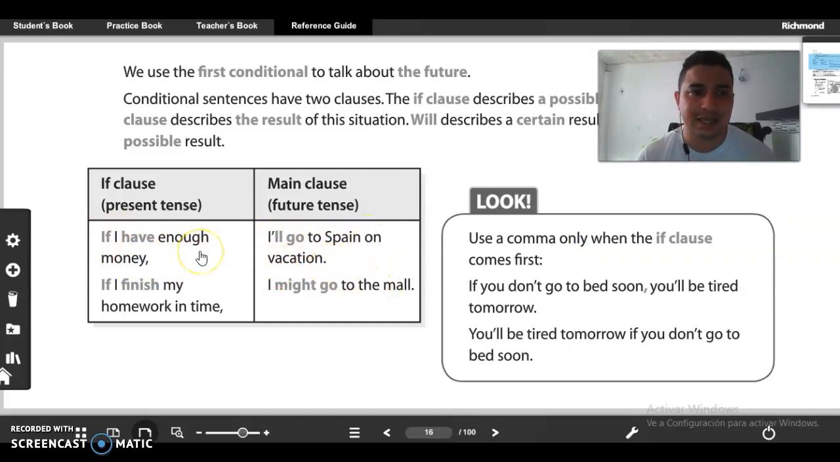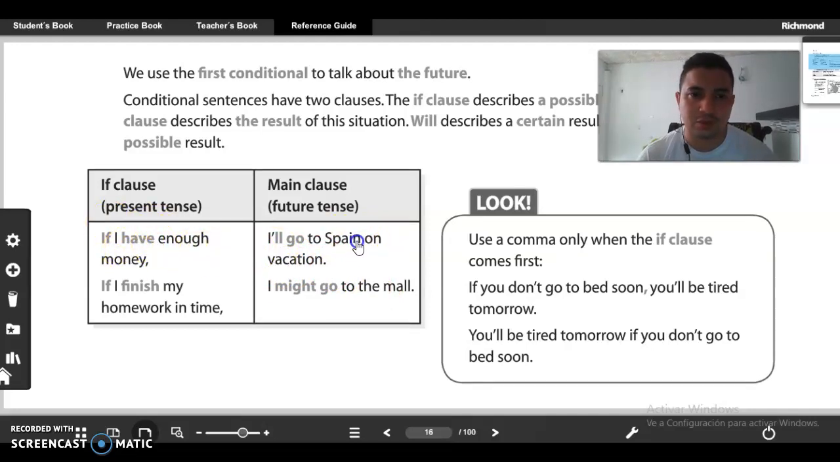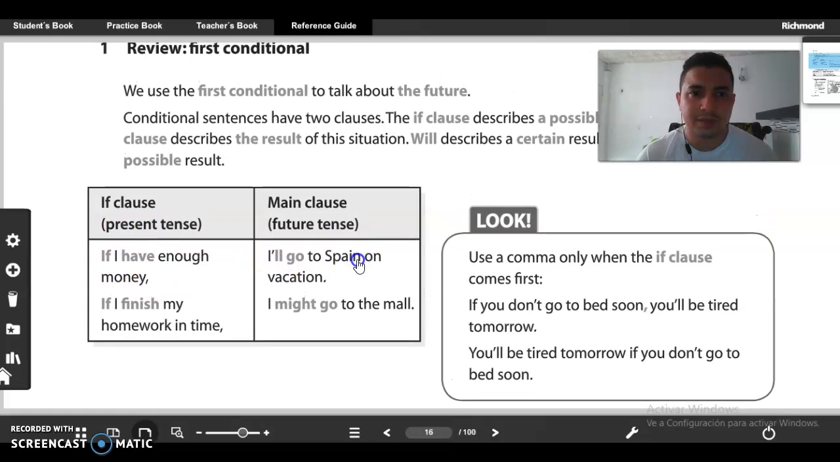Notice, guys, that in this case the condition must be fulfilled to have the result that was mentioned. What it means is: if I don't have enough money, I won't go to Spain. Okay, if I finish my homework in time, I might go to the mall. It means if I don't finish, the opposite is going to happen.